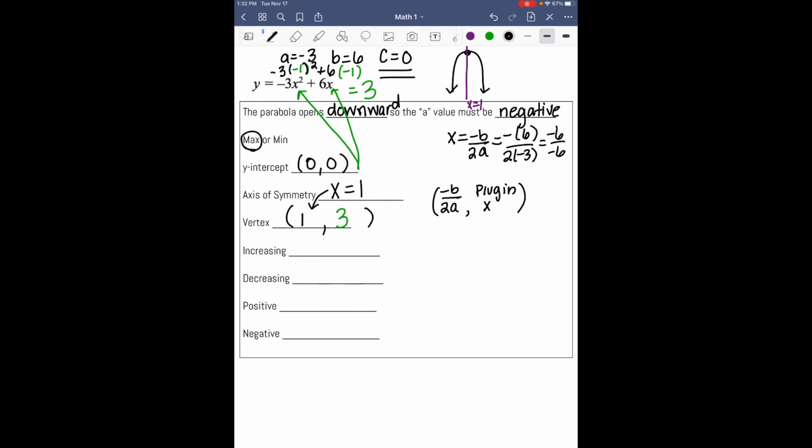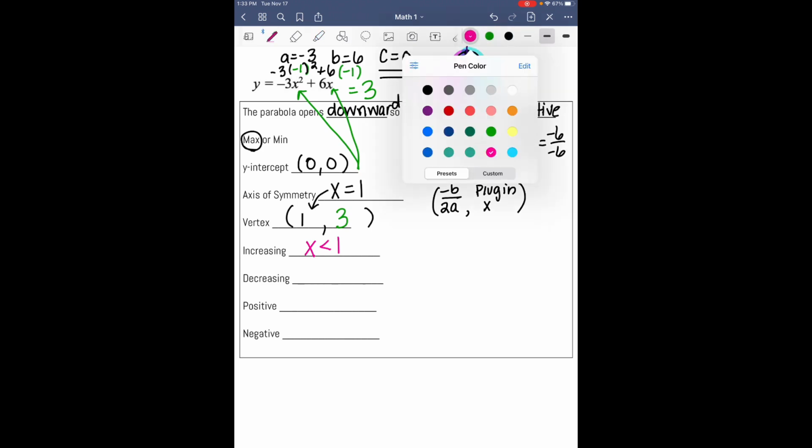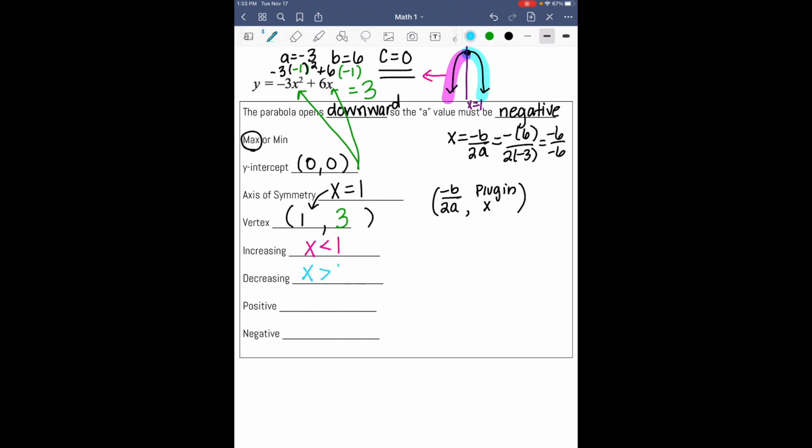All right, so increasing. Remember, we are going to read it from left to right. So on the left, we are going to increase first until we see that x value of 1. So we're increasing when x is less than 1. And then we're going to be decreasing when x is greater than 1.